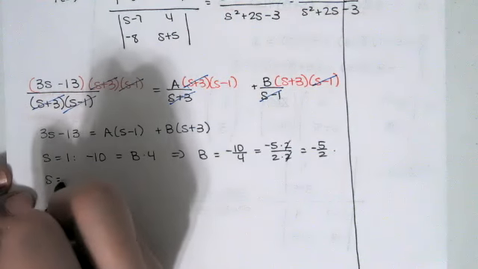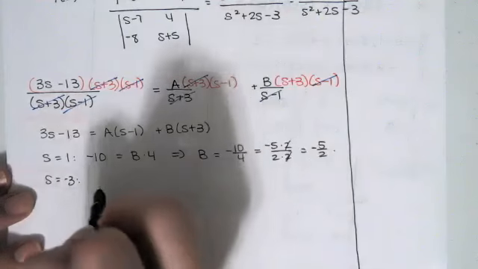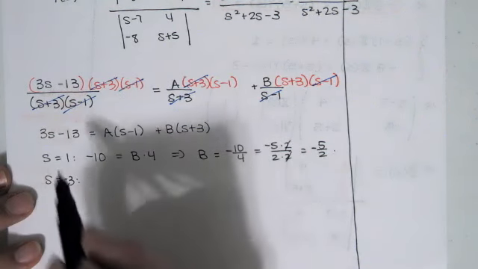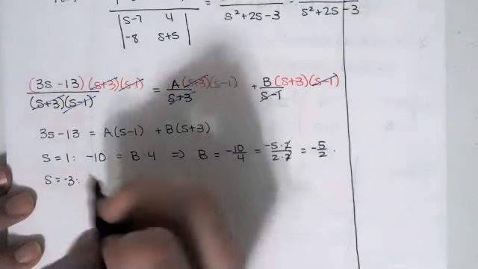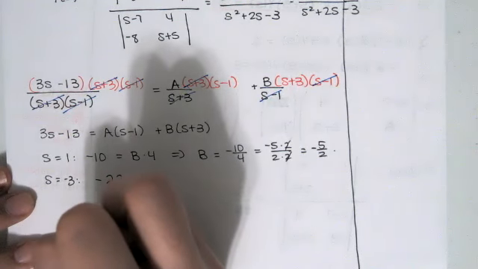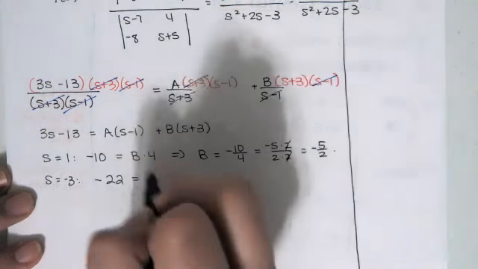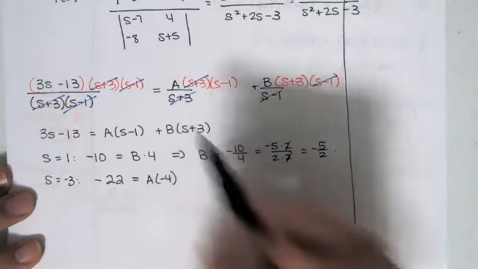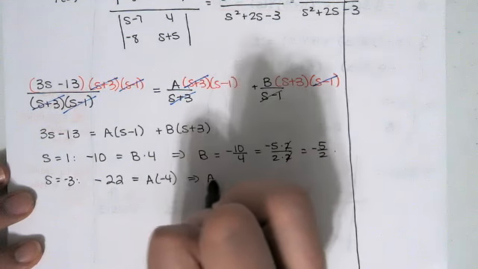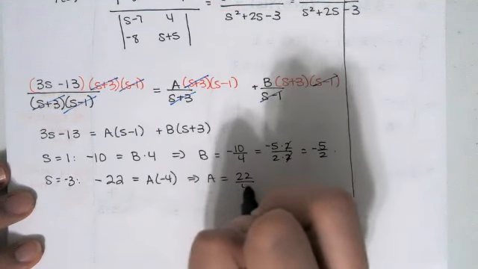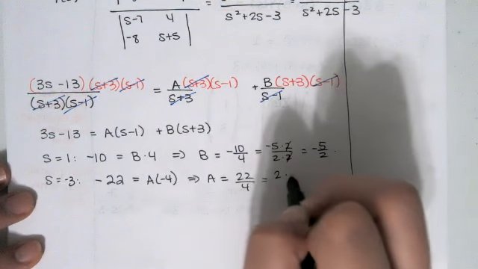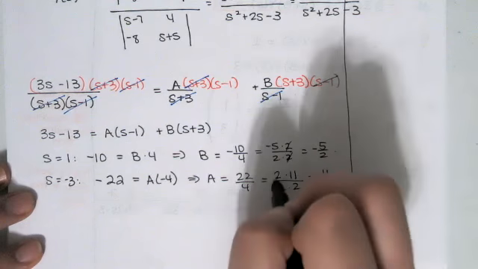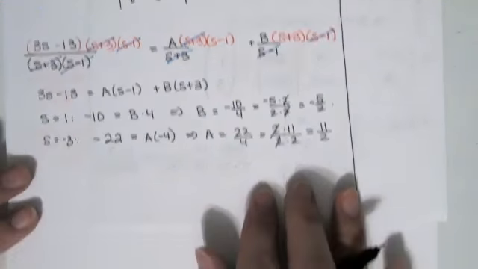And then when s is equal to negative 3, this factor is 0. So I'll have negative 3 times 3 is negative 9. Negative 9 minus 13 is negative 22. And this will be A times negative 4 plus B times 0. So I'll have A equals 22 over 4, which is 2 times 11 over 2 times 2. So A is 11 over 2.